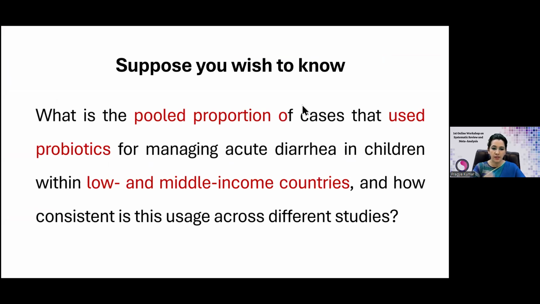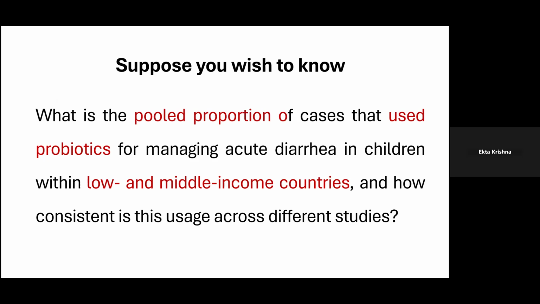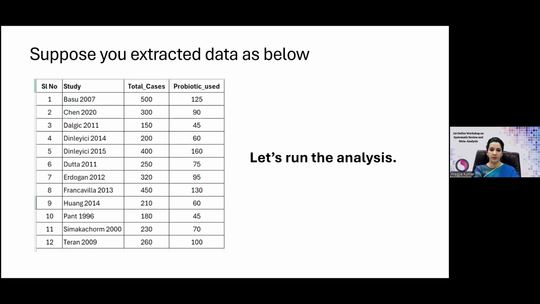Suppose, using the same example, we pool all these cases. In the various studies, how many of them have used the probiotic? Generally, a proportion comes from a cross-sectional survey. So if a study reported that out of 300 people suffering from diarrhea, how many of them have used the probiotic? Let's say these are dummy data.